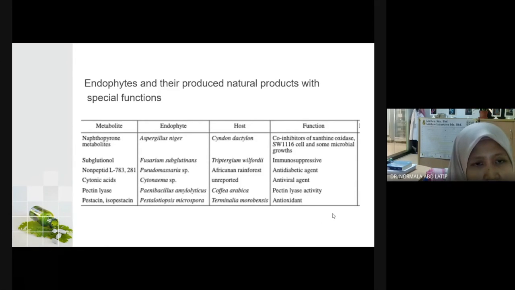Another example is that endophytes can be anti-diabetic agents. For example, the endophyte Pseudomassaria has such properties. Endophyte Cytonema has properties as an antiviral agent, and there are many other properties yet to be discovered in endophytes. For example, they can have pectinolytic activities, or they can be antioxidants.